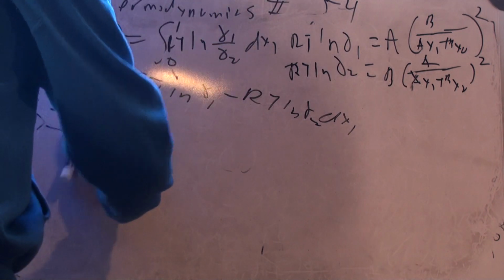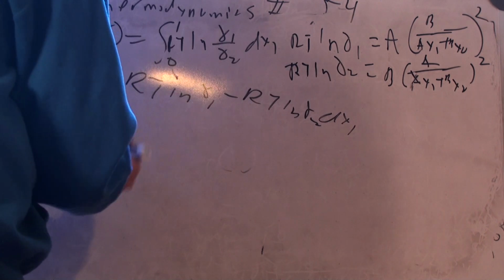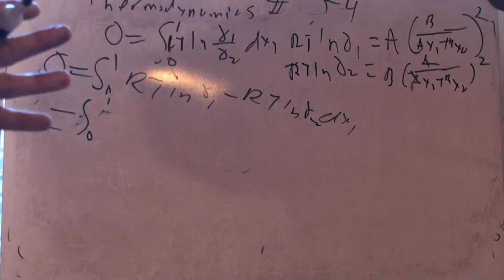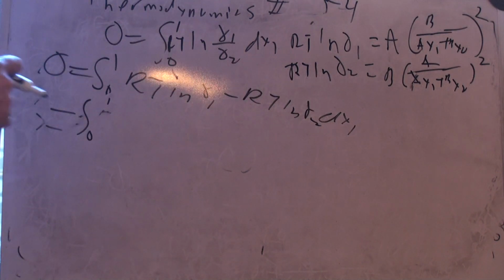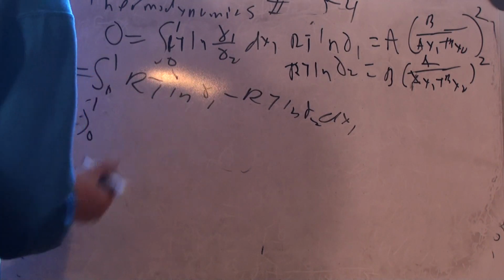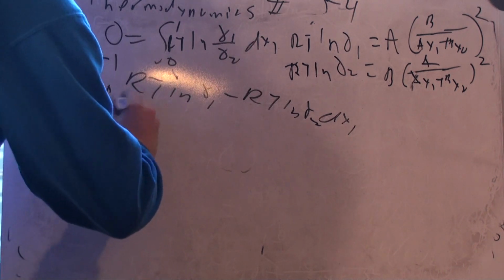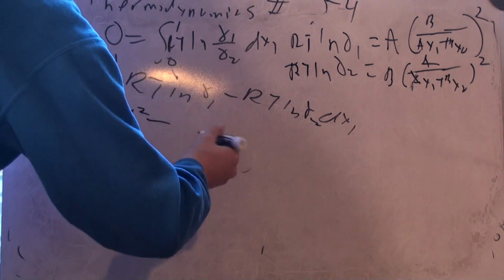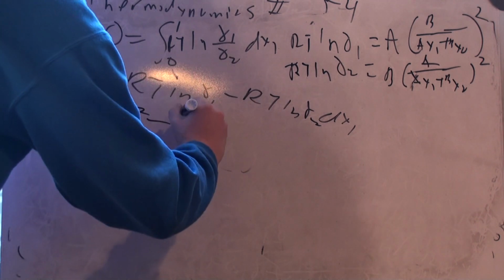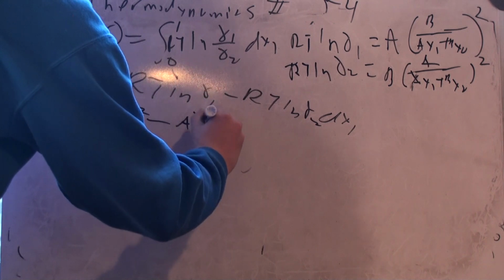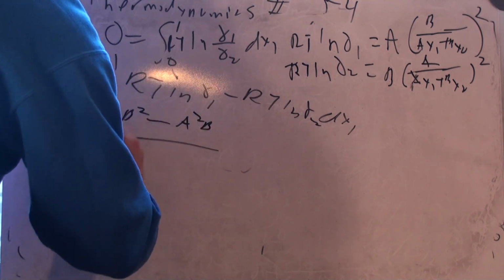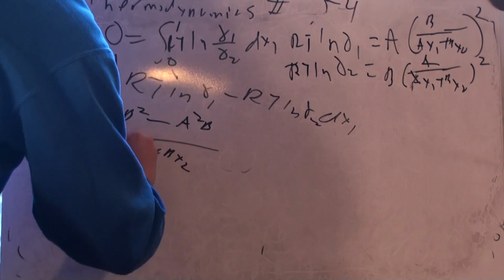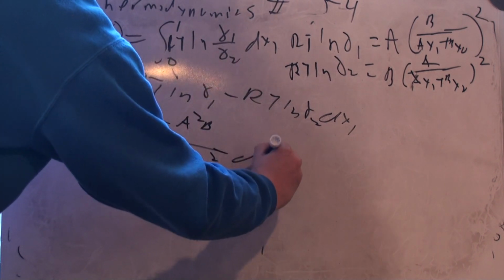So I have 0 to 1, and I'm also going to distribute this a little bit so I can have a common denominator here. And so I'm going to have AB squared minus A squared B all over (A x1 plus B x2) quantity squared dx1.